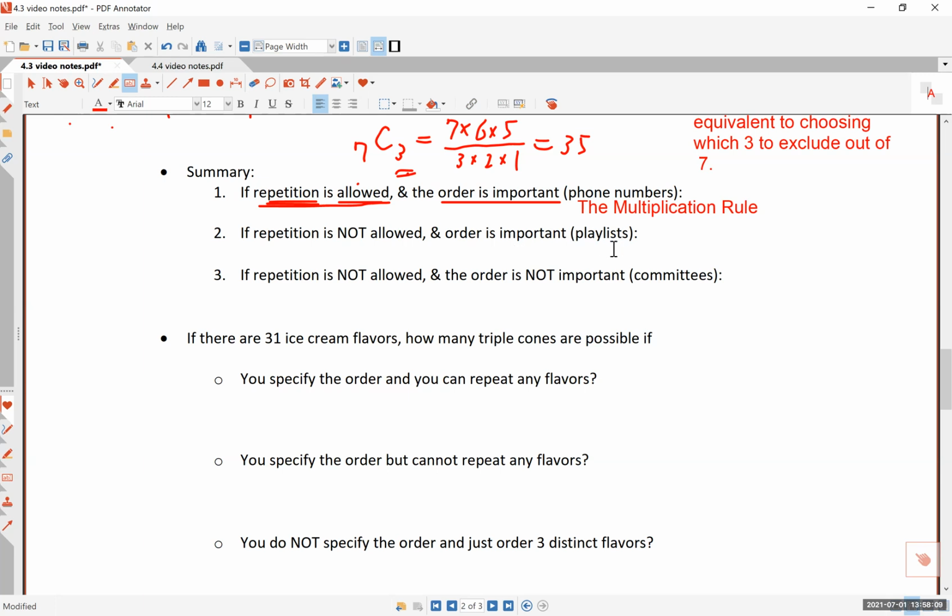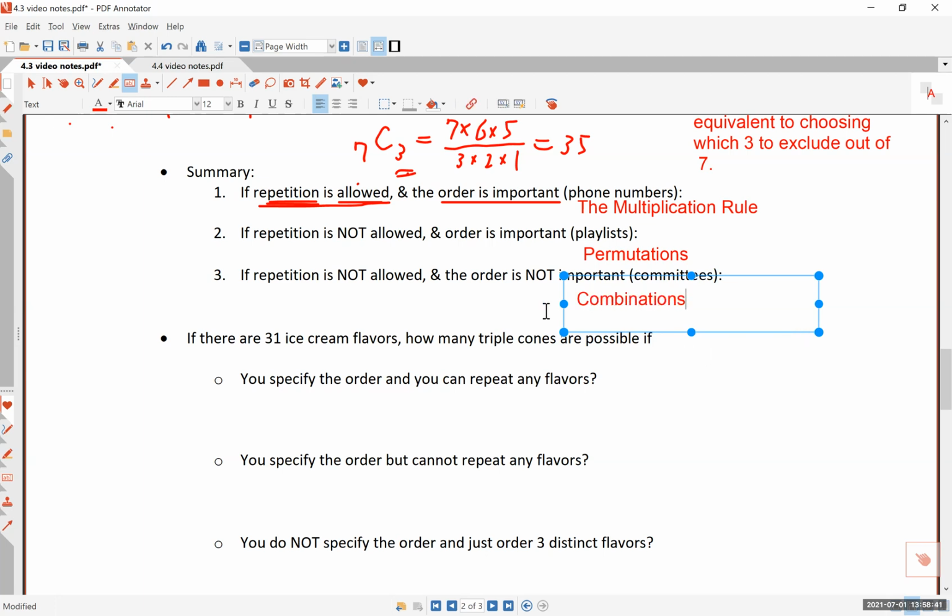Even though they're called combination, you don't use the combination formula, right? If repetition is not allowed, so you are talking about physical objects like books and songs and so on, and if the order is important, such as in playlists, then you use permutations principle, which is to count the total number, times the total number minus 1, times the number minus 2, and so on. And finally, the most complicated one is the combinations, right?